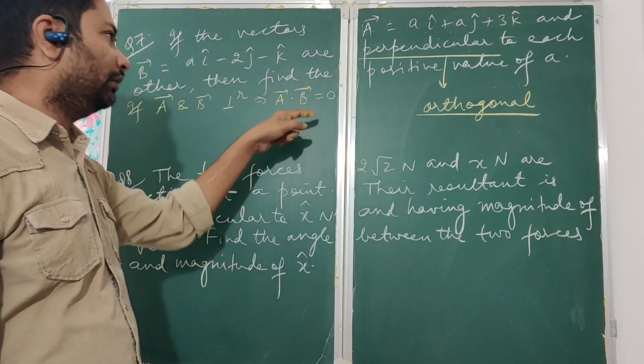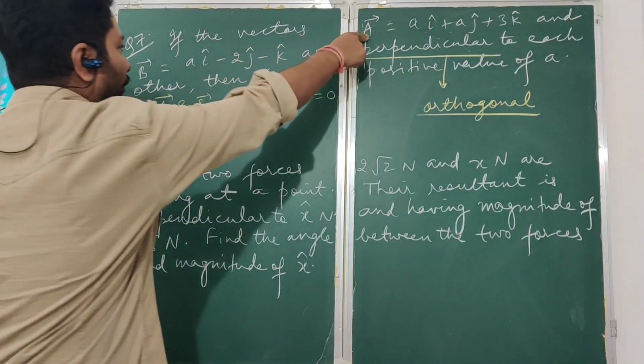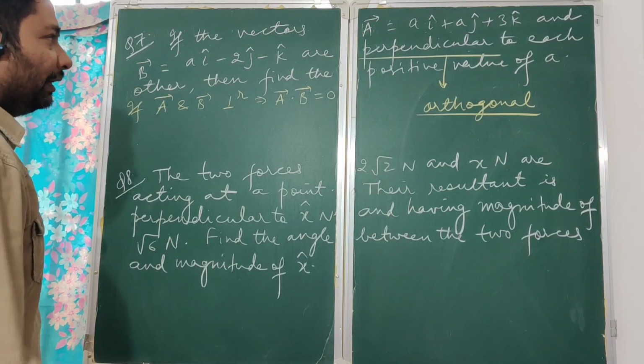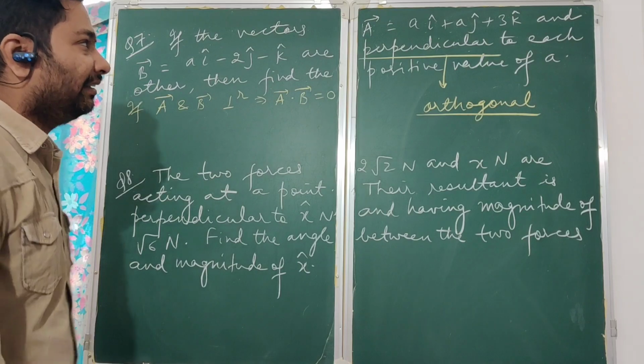Cos of 90 is 0. Therefore, the dot product is going to become 0. Now we take the dot product of A vector and B vector. So what will you get? What is the dot product? x1 x2 plus y1 y2 plus z1 z2.